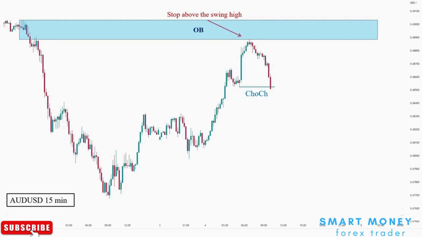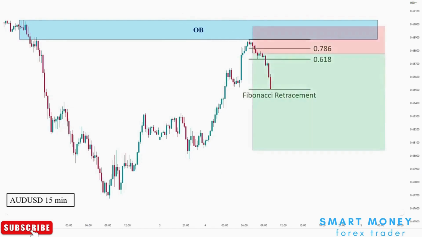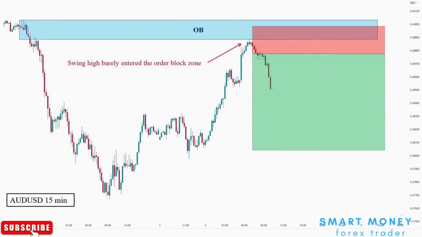We want our stop loss protected above this swing high, but we cannot identify any other blocks here. So how do we place trades in situations like this? We enter the market with retracement levels. We open Fibonacci retracement and place the sell order precisely in the middle of the 618 and 786 levels.